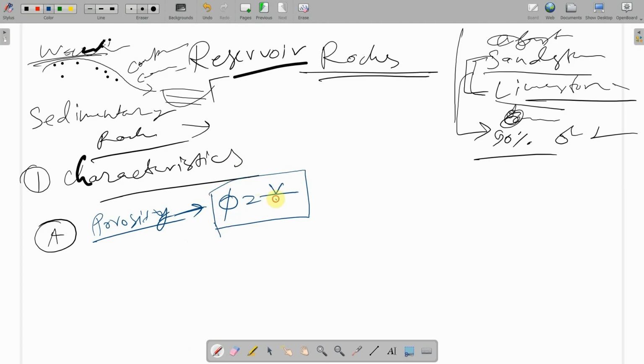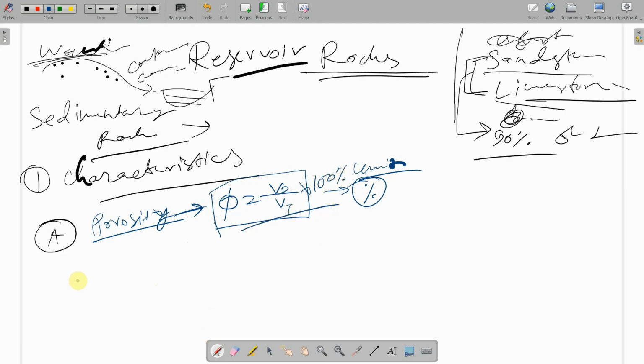Void volume by bulk volume. Let's say this is Vd by Vt. So it's generally expressed in, what's the unit? It's generally expressed in percentage. So I'll multiply with 100%.